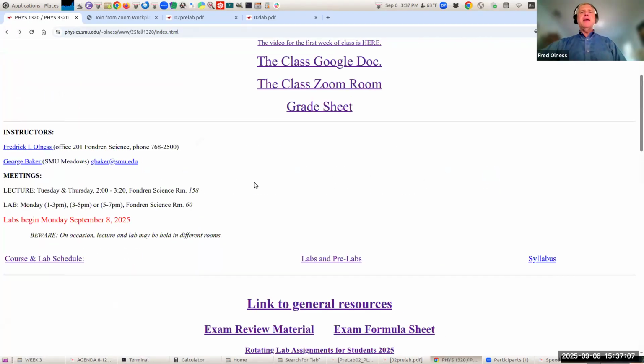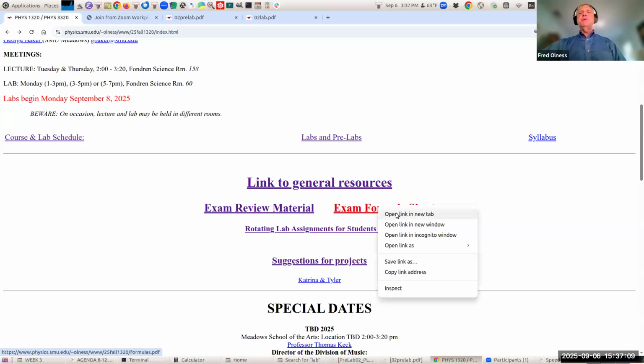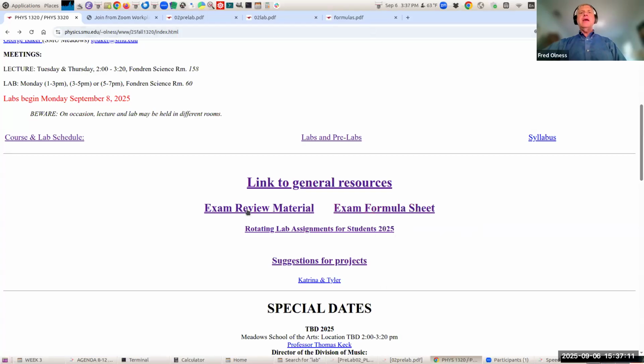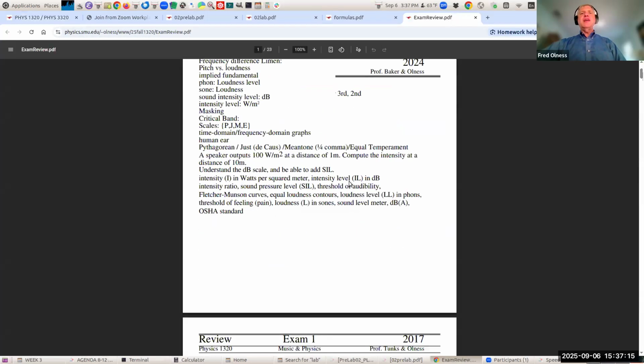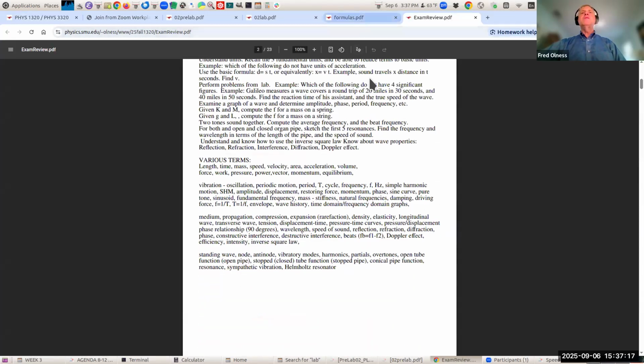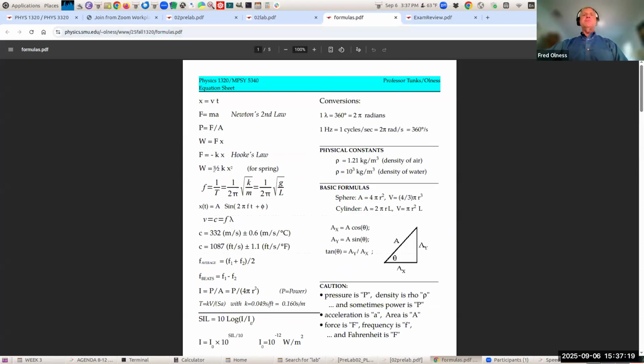From our main class page, here is the formula sheet. And here's some exam review material that you may find useful. That's exam 2. Here's exam 1. And there's the formula sheet.